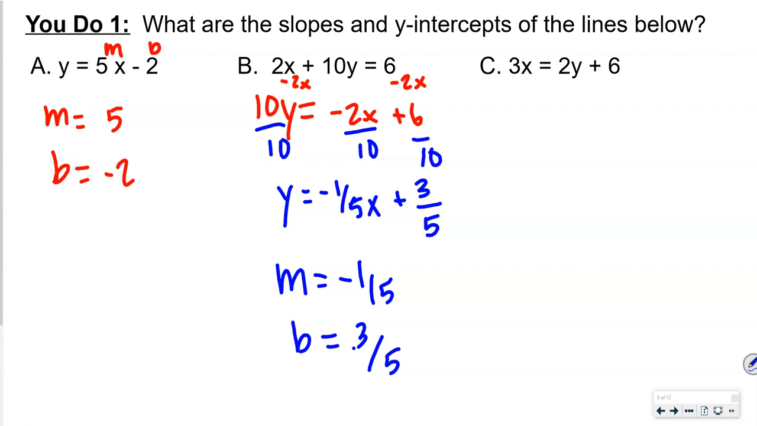Okay, now what I'm going to do with c is like we did with the previous problem. I'm going to move the 6 to the other side. So that's going to give me 3x minus 6 equals 2y. Going to have to divide everything by 2.